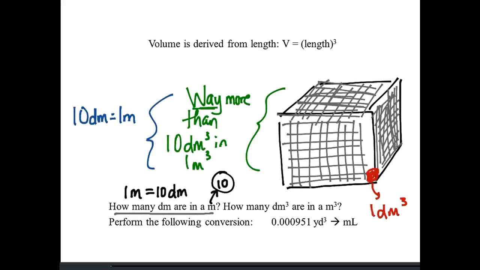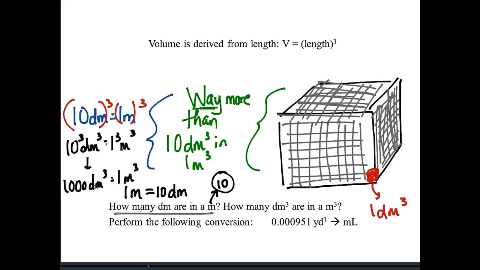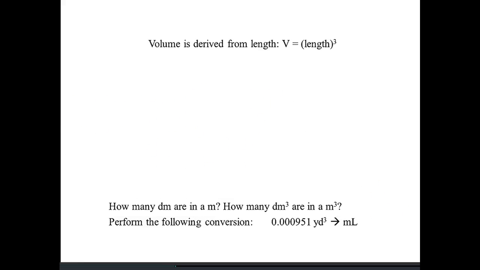So whenever you cube the unit, you have to also cube the number. That's really important. You're going to make this mistake over and over and over again. So there are 1,000 cubic decimeters in 1 cubic meter. And I'm harping on it because I know you're going to miss it. So try to remember, when anything is done to the unit, it is also done to the number.